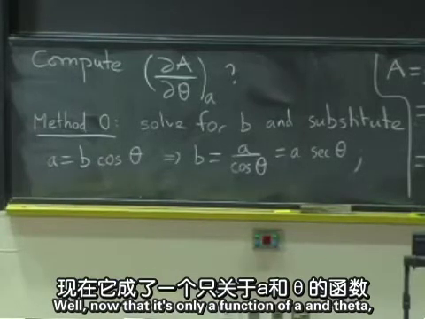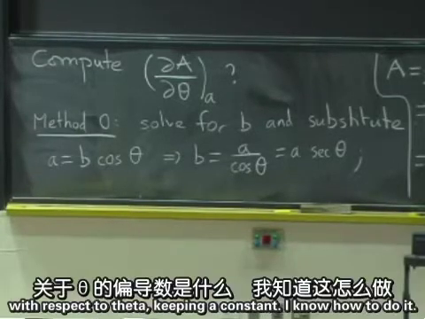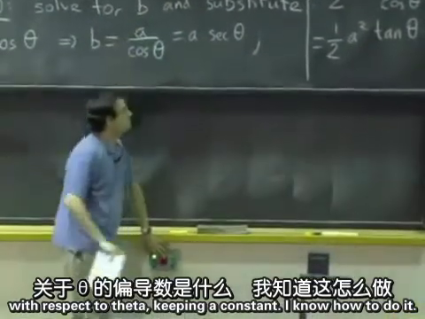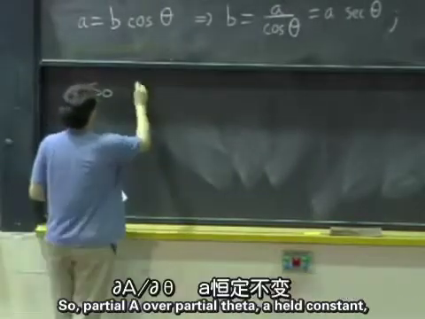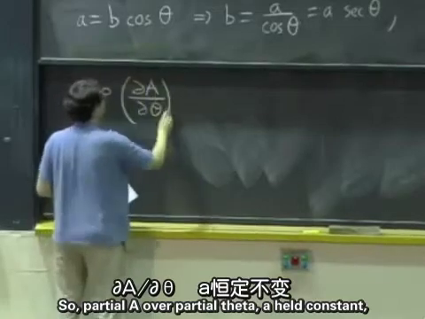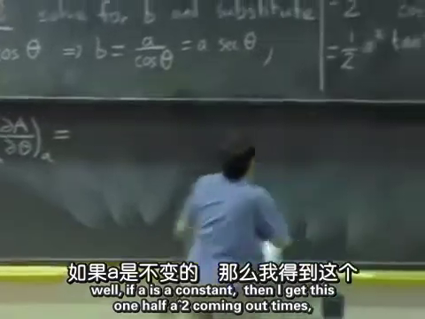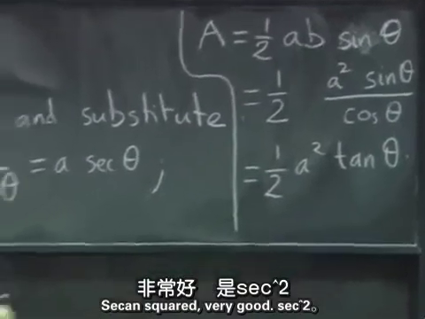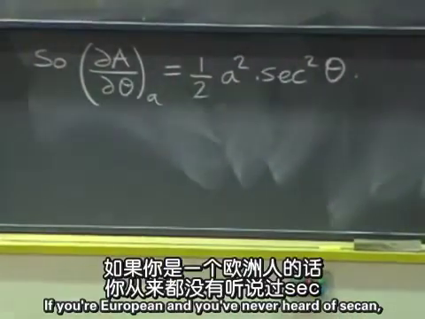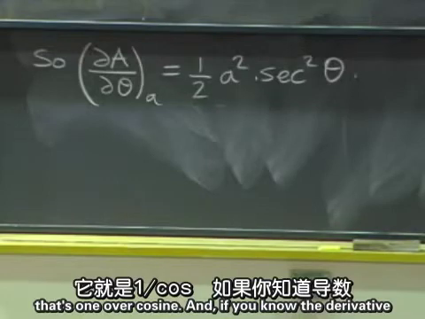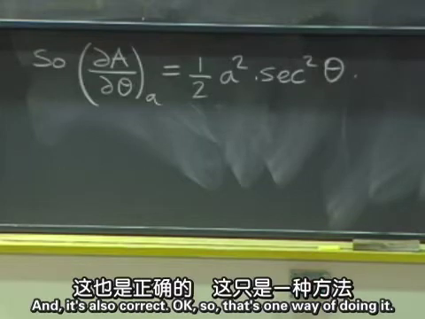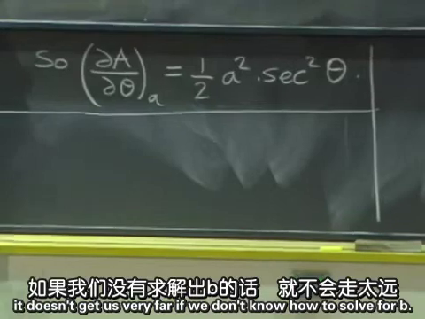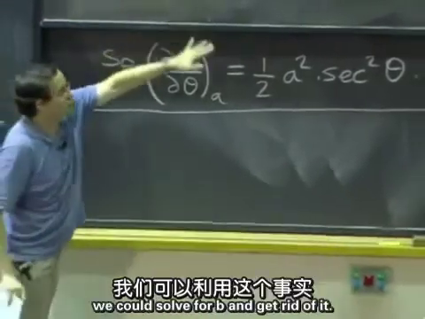Well, now that it's only a function of A and theta, I know what it means to take the partial derivative with respect to theta, keeping A constant. I know how to do it. So partial A over partial theta with A as constant. Well, if A is a constant, then I get this 1/2 A squared coming out times, what's the derivative of tangent? Secant squared. Very good. If you're European and you've never heard of secant, that's 1 over cosine. And if you know the derivative as 1 plus tangent squared, that's the same thing, and it's also correct. Okay, so that's one way of doing it. But as I've already said, it doesn't get us very far if we don't know how to solve for B. I mean, we really use the fact that we can solve for B and get rid of it.